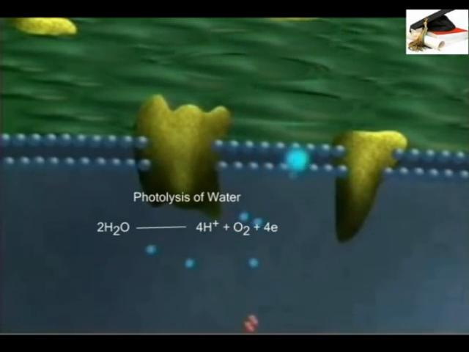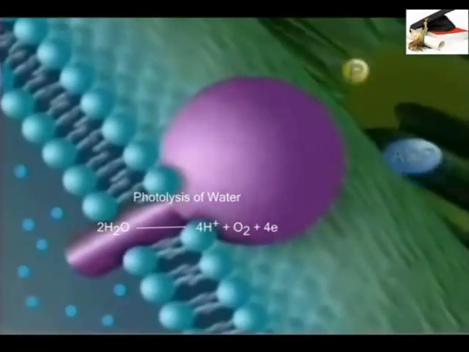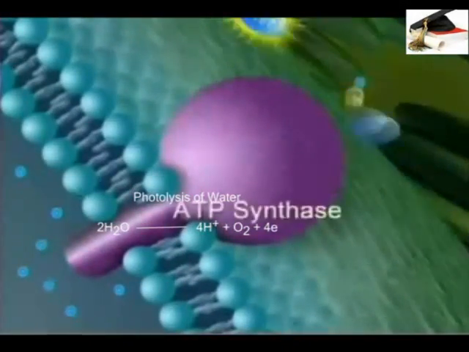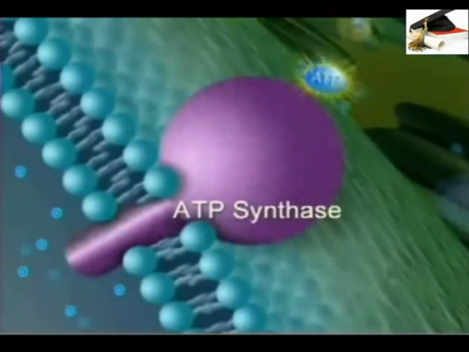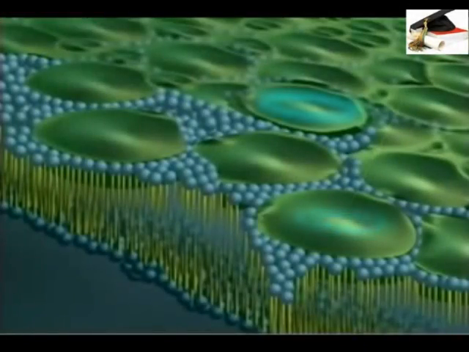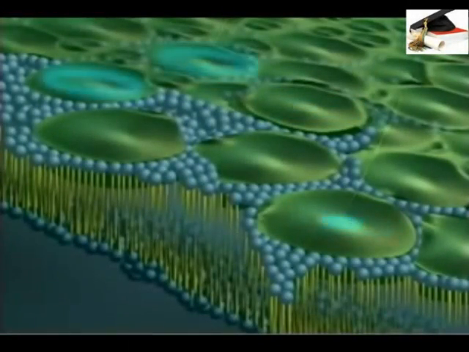Some of the solar energy absorbed by chlorophyll molecules is used in the formation of energy-rich adenosine triphosphate, ATP, which is later used in the dark stage. This reaction involves conversion of light energy into chemical energy.